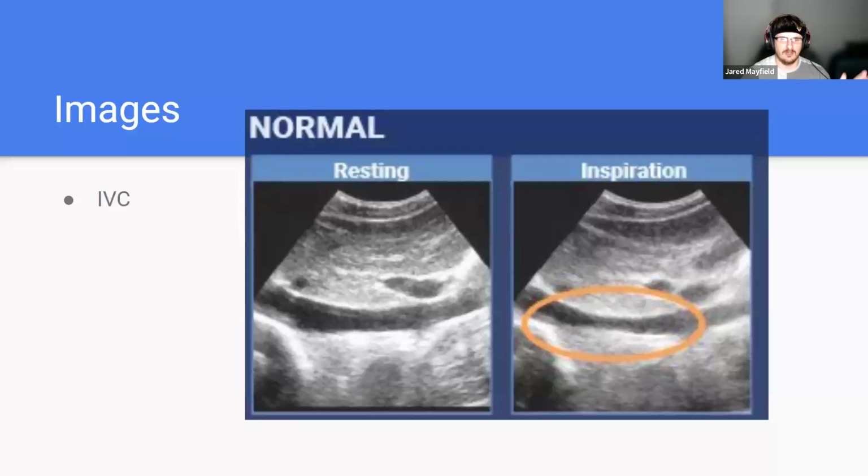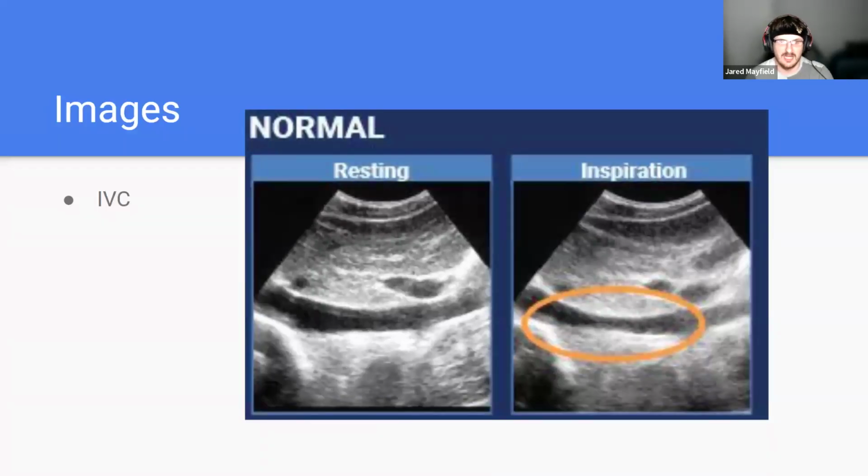In terms of images, here's what the ultrasound of the IVC looks like in a normal IVC. You can see here it looks pretty well open. Upon inspiration, it kind of collapses, but you can still see some blackness in there, some fluid on both sides and in the middle. This is a normal IVC on ultrasound.